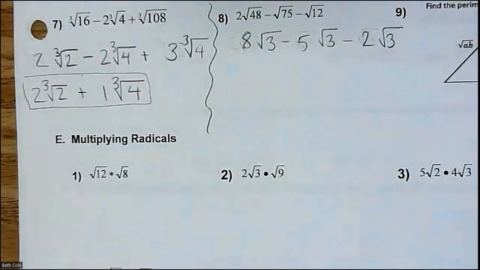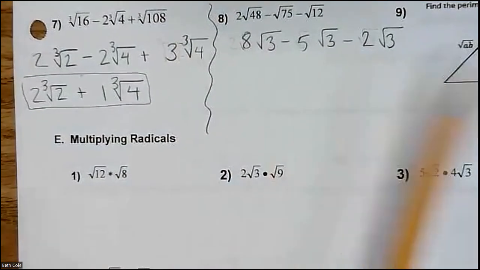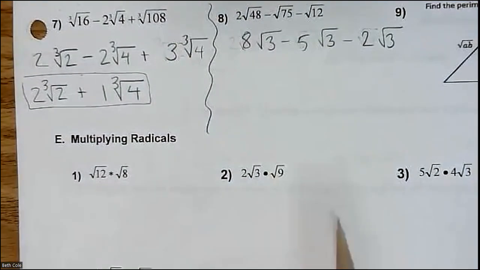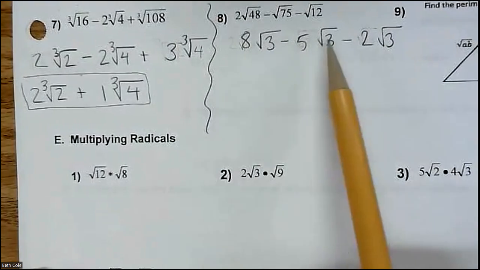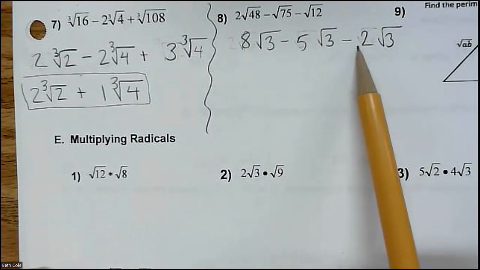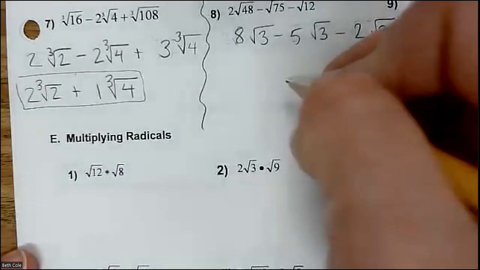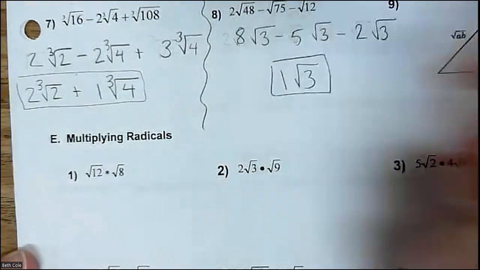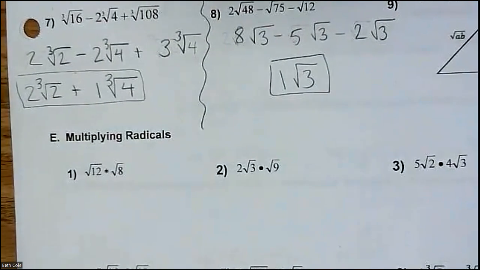Now those all came out the same. Do you see how they're all square root of 3? So just add and subtract them together. 8 minus 5 would be 3 minus 2 is 1. So 1 square root of 3. And you don't have to put the 1, I just did to be extra thorough.